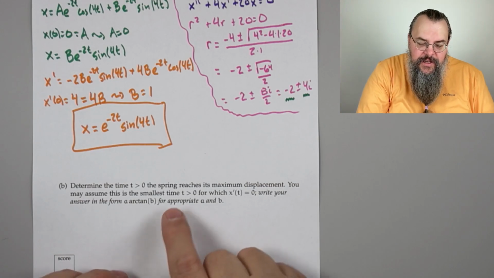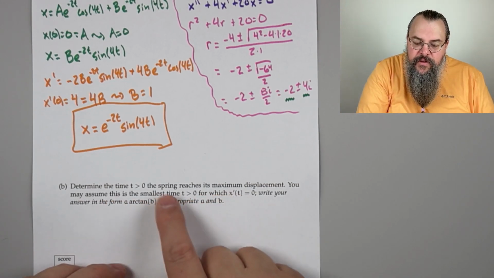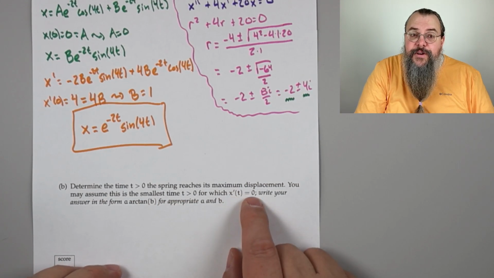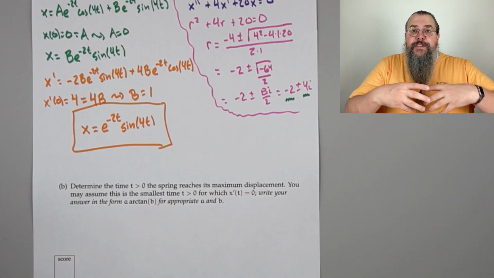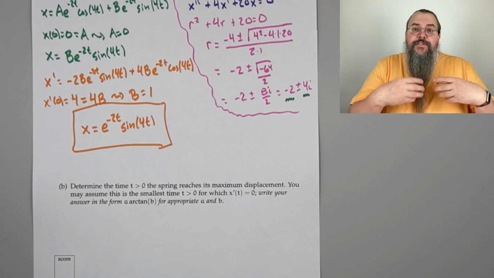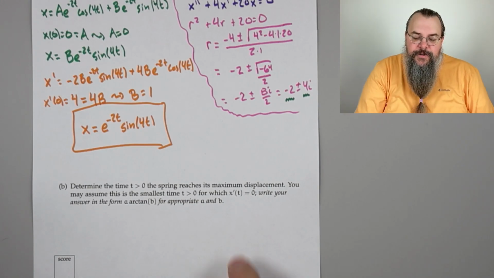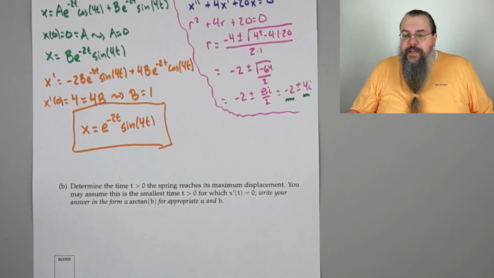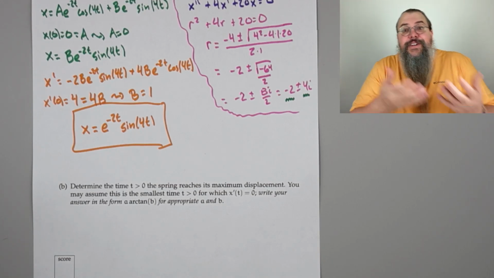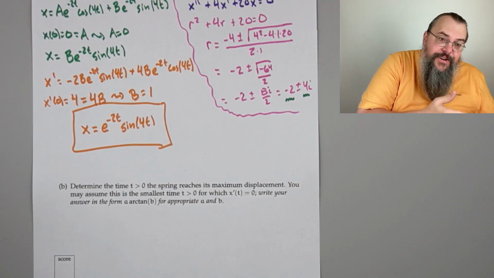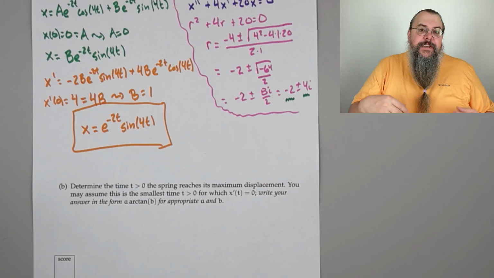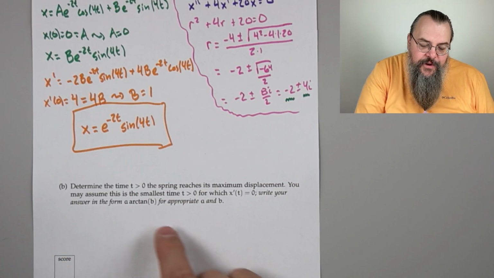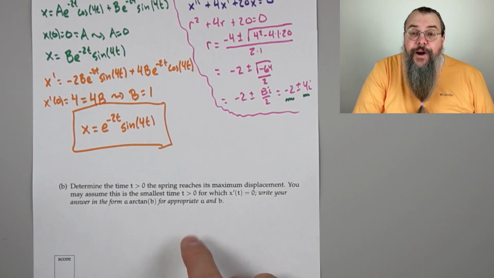So we say, okay, you may assume this is the smallest time t greater than 0 for which, of course, x prime of t is 0. Because maximum displacement is as far off as possible, so we're trying to optimize that. How do you do optimization? Take the derivative, set it equal to 0. It's kind of telling us what to do. Take the derivative, set it equal to 0, solve for t. And then write your answer in the form A arctangent B for appropriate values of A and B.